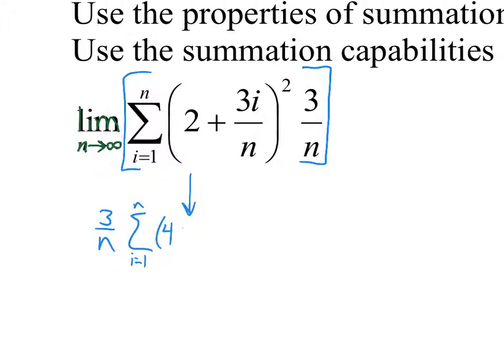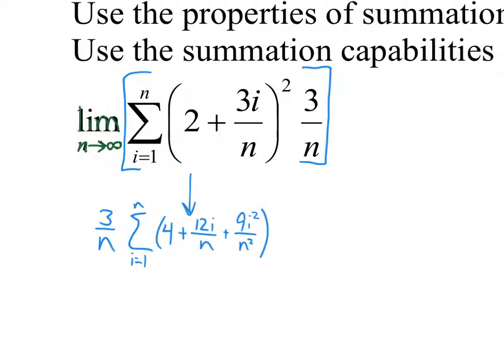So, I'm going to have 4 plus 6i over n, and I get 2 of those, so it's going to be 12i over n, plus 9i squared over n squared.